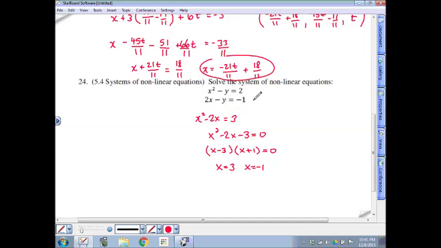Now we got to go figure out what y equals. So if I rearrange this bottom equation as y equals 2x plus 1, if x equals 3 and I plug that in for this x, 2 times 3 is 6 plus 1 means that y is equal to 7. If x is equal to negative 1, 2 times negative 1 is negative 2. Negative 2 plus 1 means that y equals negative 1. So the two solutions are 3, 7, and negative 1, negative 1.